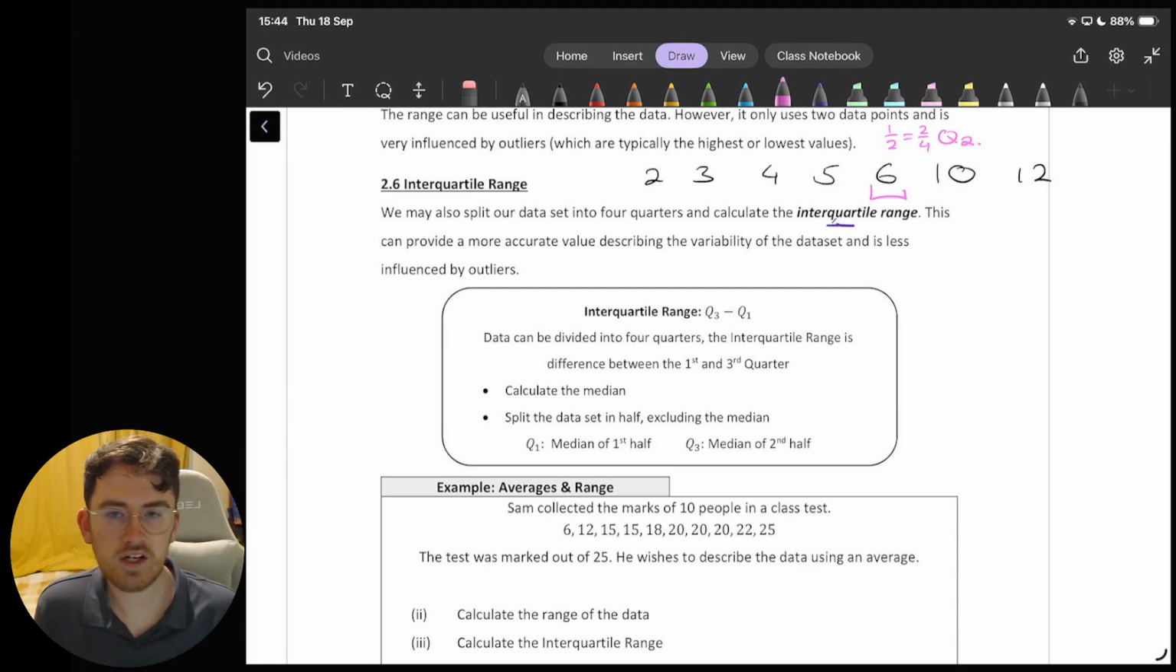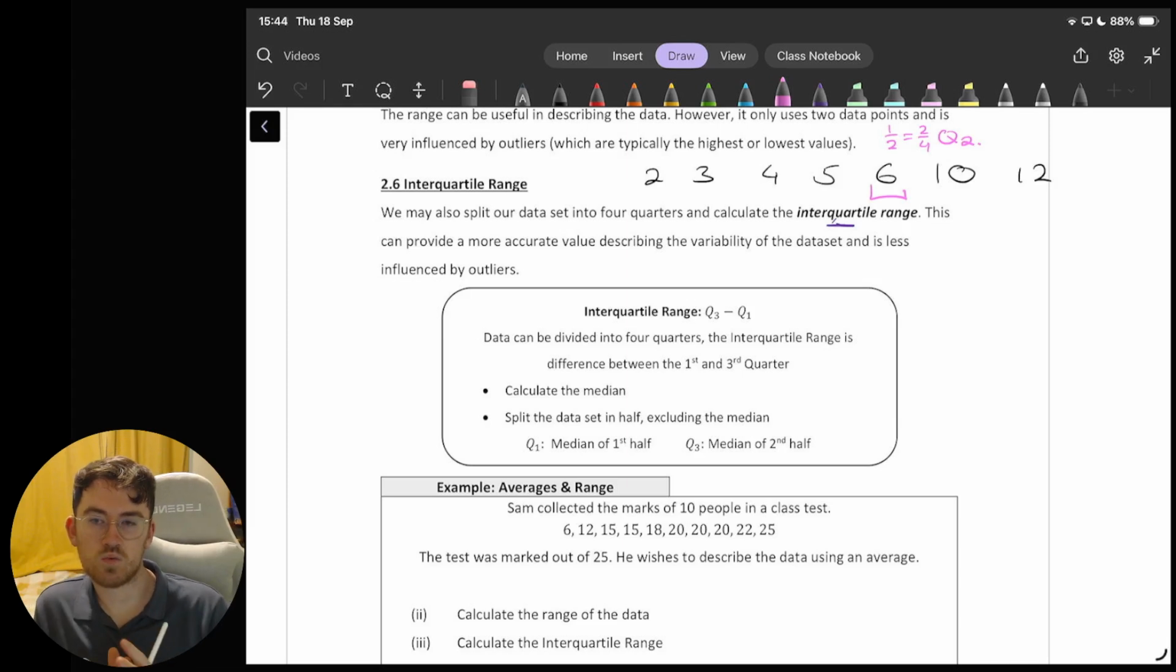What we're going to be looking at is the value that is 1/4 in, which is the first quartile, Q1, and the value that is 3/4 in, which is the third quartile, Q3. And we're going to look at the difference between those. Now, this can be really good for interpreting our data because we're looking at a range that's not just the biggest and the smallest. We're looking at data points that are a lot more central to my data. And I suppose what that can avoid is the influence of outliers.